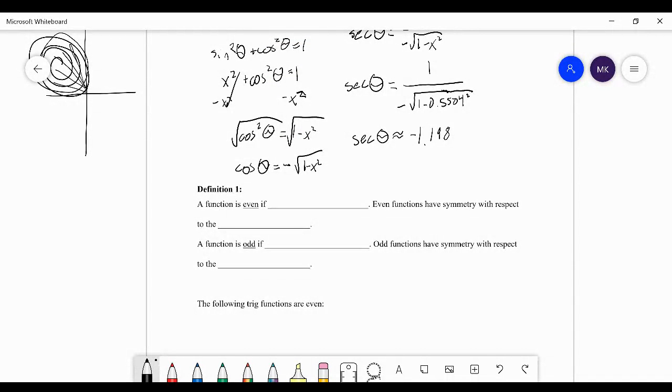Now, function is even if, function is odd if. These are things that hopefully your 111 teacher went over with you guys. I know when I teach a 111 class, this may be something I kind of briefly go over, but we'll talk about it really quick.